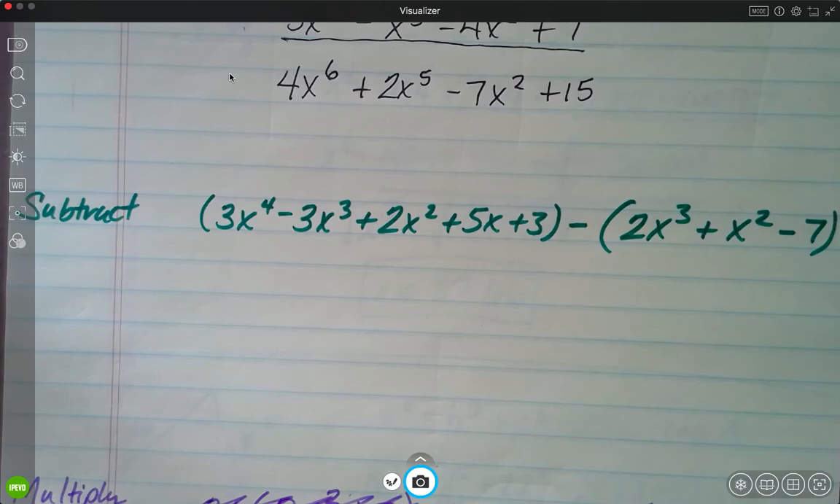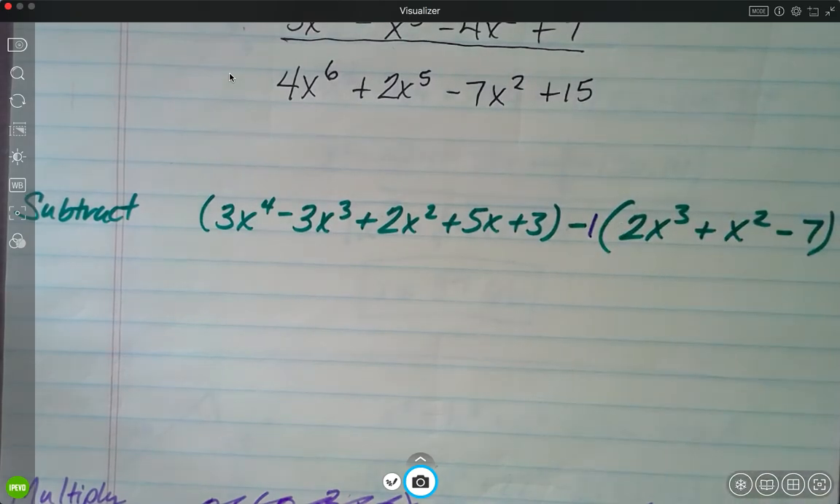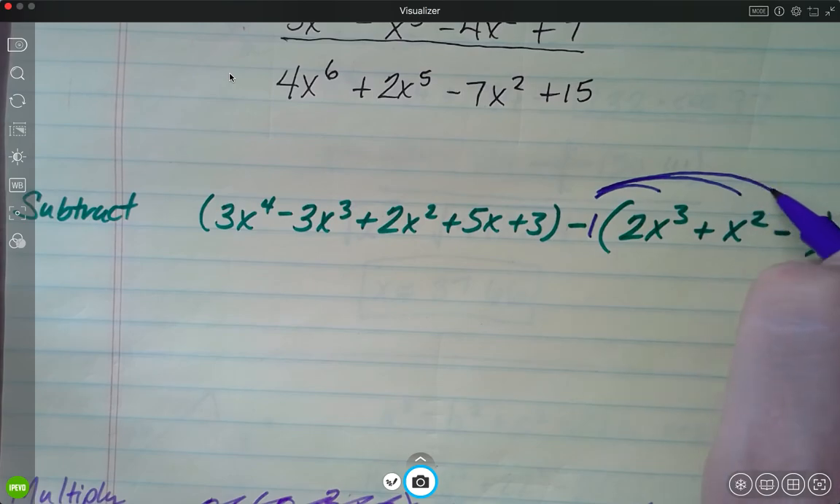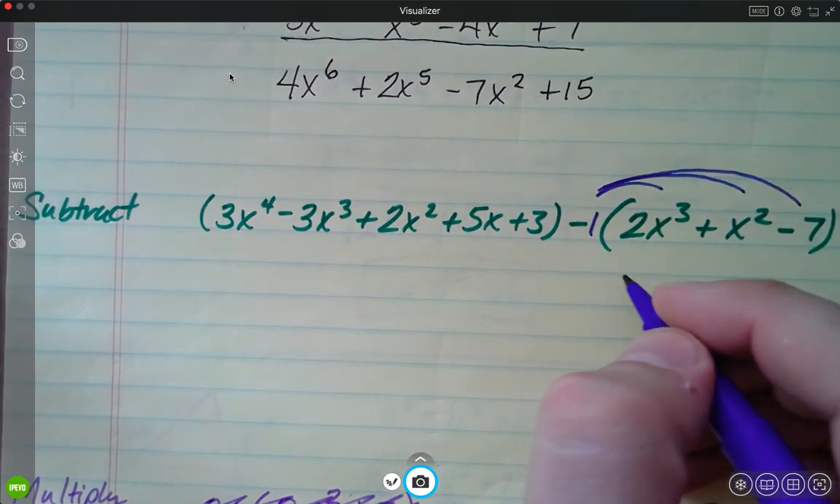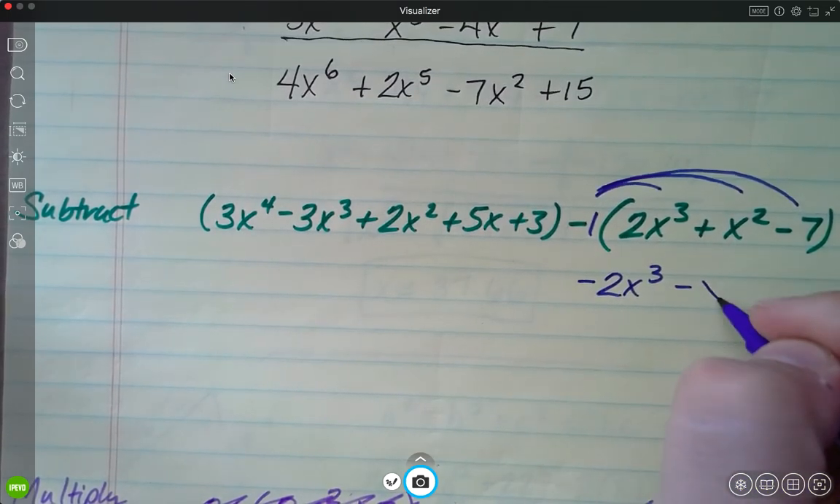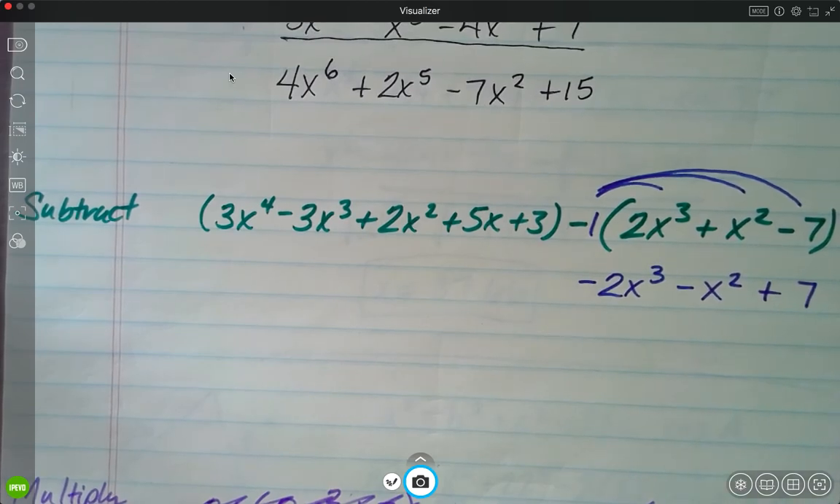So a way to remember that and to make it a little easier to work with is I like to think of this as a negative 1, and I'm just going to distribute that into that second piece so that I know that I'm subtracting each piece. So really I've got a negative 2x cubed minus x squared plus 7. So really that's what I'm looking at with that second term.